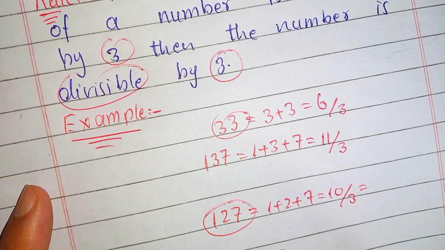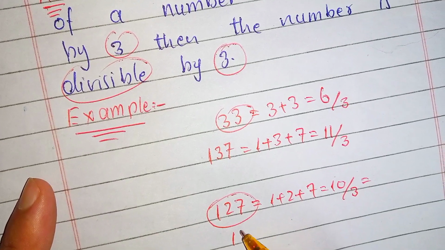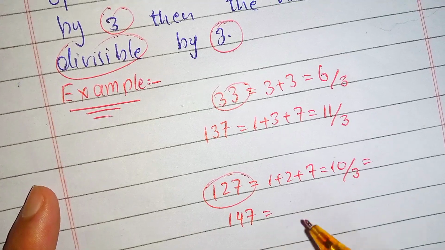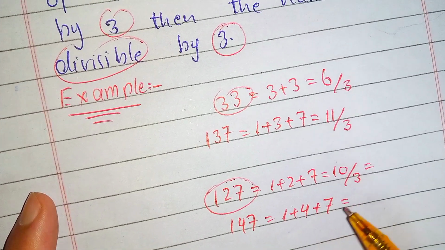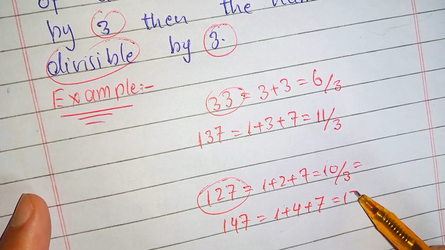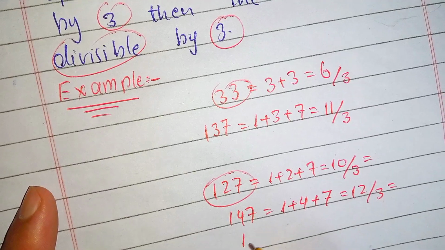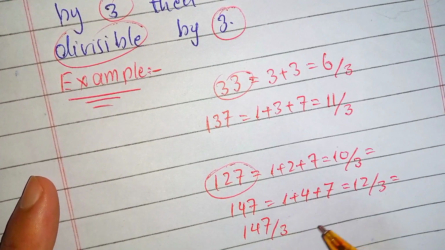Let's take another example, 147, whether this number is divisible by 3 or not. So 1 plus 4 plus 7, right? 1 plus 4 is 5, plus 7 is 12. So 12 is divisible by 3. So we can say that 147 is divisible by 3.